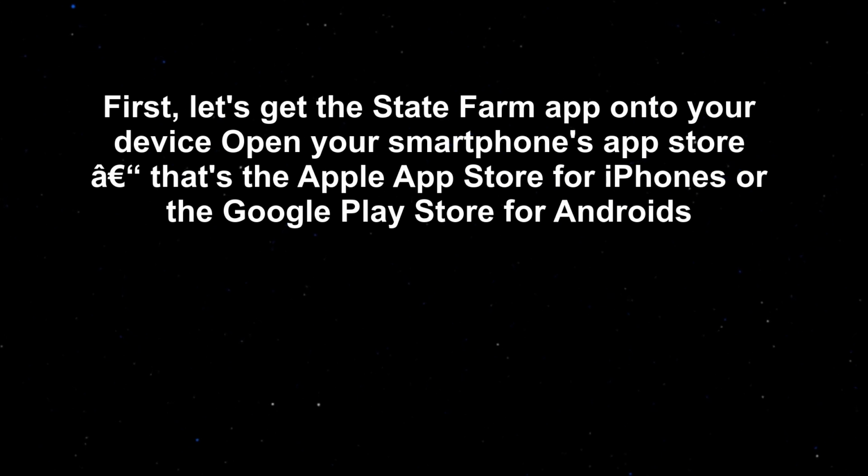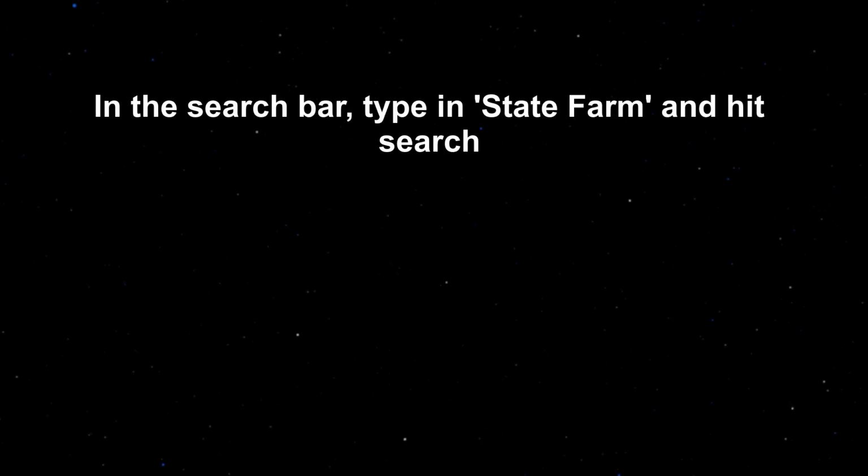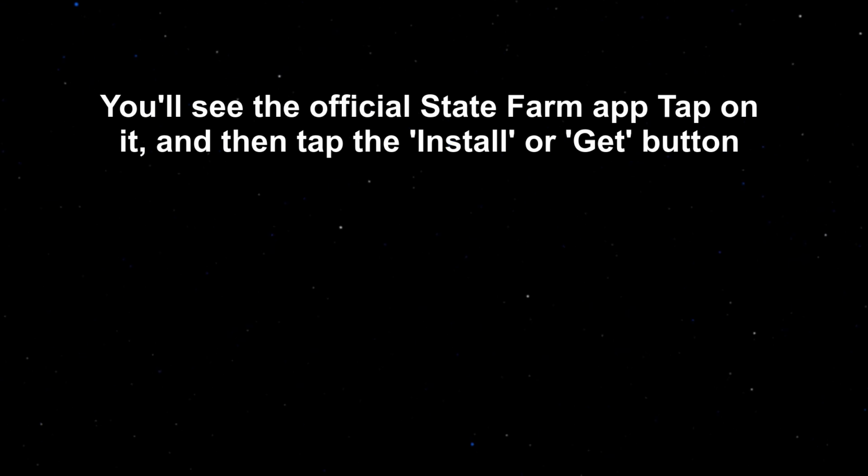Open your smartphone's App Store. That's the Apple App Store for iPhones or the Google Play Store for Androids. In the search bar, type in State Farm and hit search. You'll see the official State Farm app.